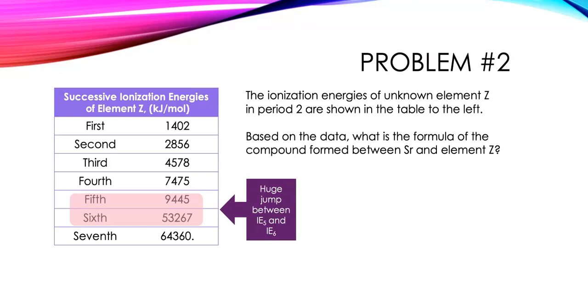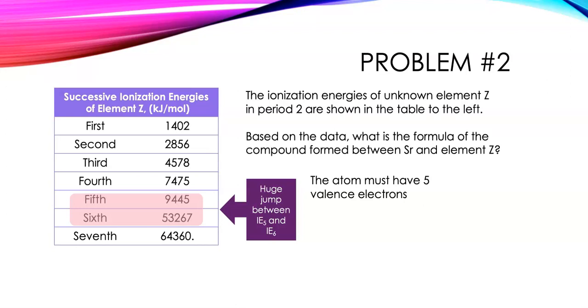Therefore, because we have that huge jump between IE5 and IE6, that's telling us that I have 5 valence electrons. Because I can remove the first 5 relatively easily. But the huge jump to remove a 6th electron tells me that that 6th electron is in a lower energy level, probably a noble gas-like configuration. And therefore, element Z must have 5 valence electrons.